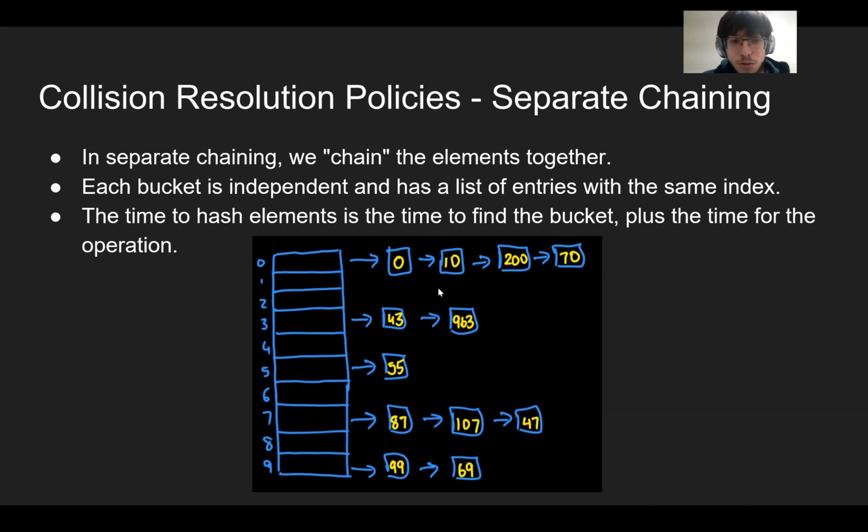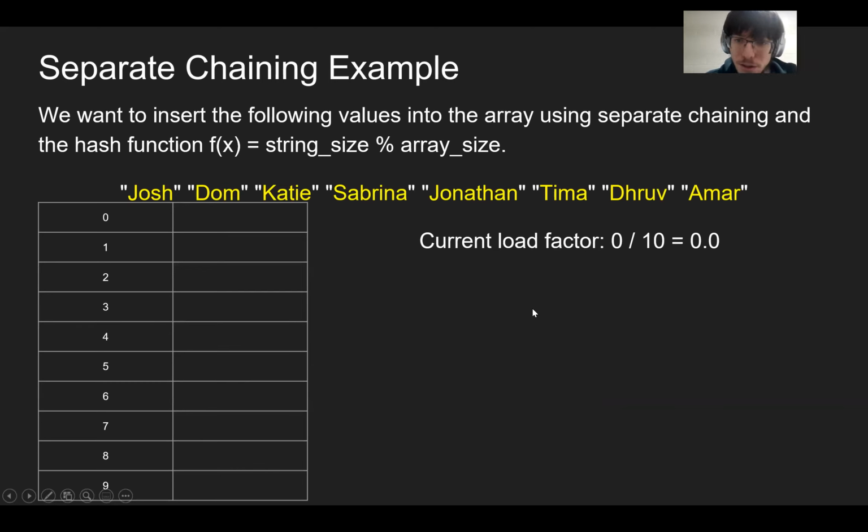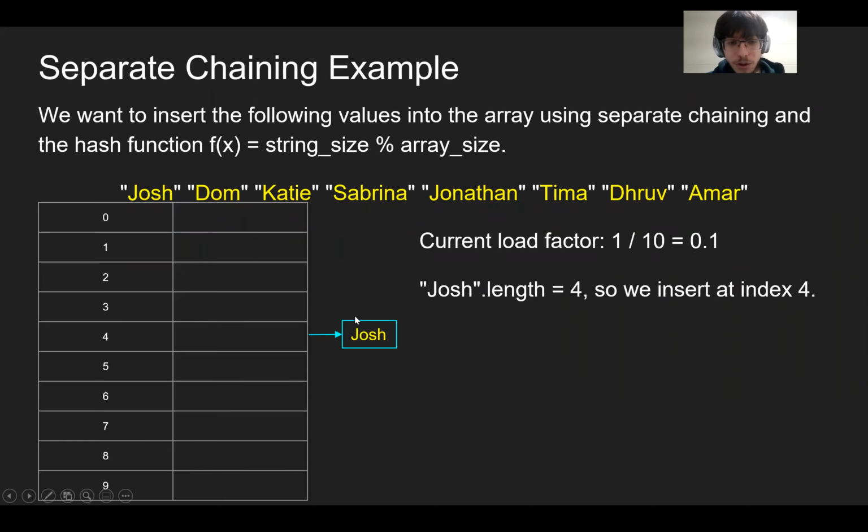Okay, so let's look at this example. Let's do the same thing as before. We have our hash function, which is string size mod array size. Again, we have the load factor 0 at the beginning. We try to insert Josh. Josh is of length 4, so he's going to go in index 4. We insert him as a node in a linked list at 4. For Dom, we try 3.